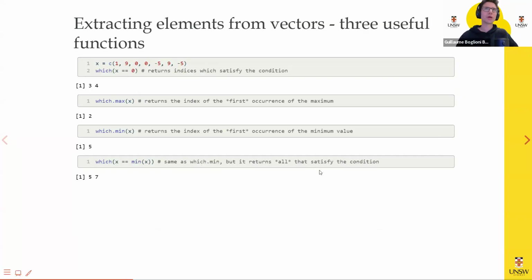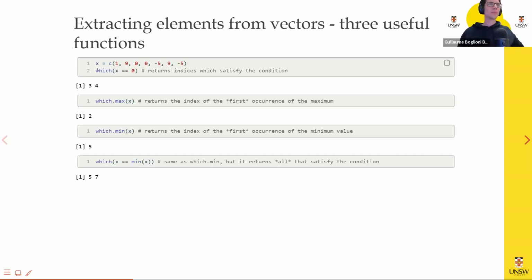Okay, a few more functions that can be useful to extract elements from vectors. So the first one is which. So here I'm declaring a new vector to mix things up a bit. And I'm using the equality sign instead of the assignment operator. As we saw in week 1, that's valid. So here this command also creates a vector called x.